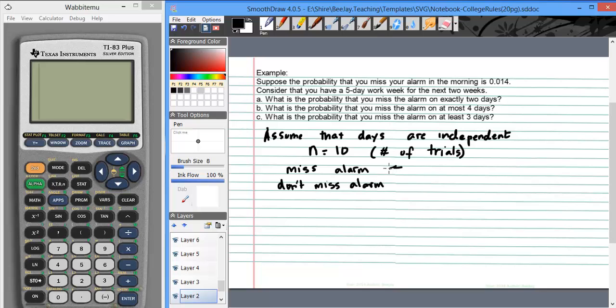So missing your alarm would be your success event, and that you don't miss the alarm would be the failure event. And we know the probability of the success event, p, it's given in the problem as 0.014, and under these assumptions that we have, we can actually use a binomial distribution to find these probabilities.